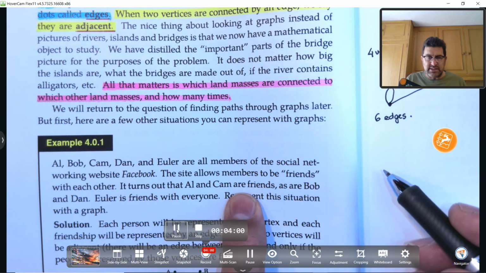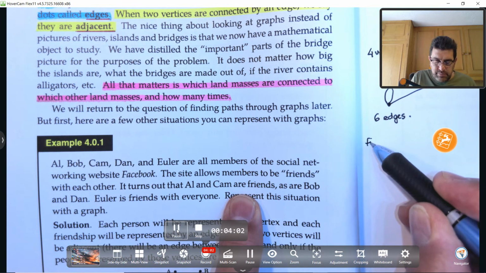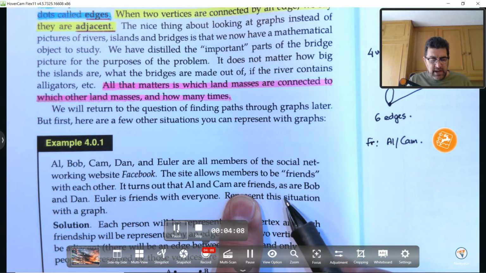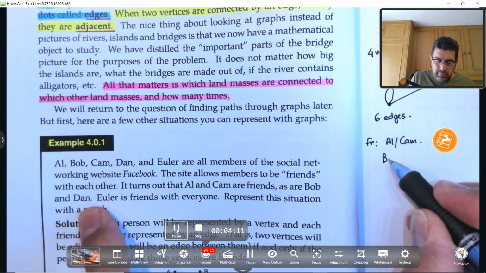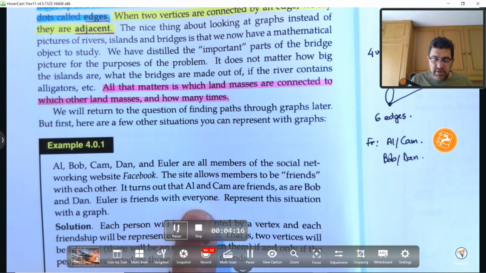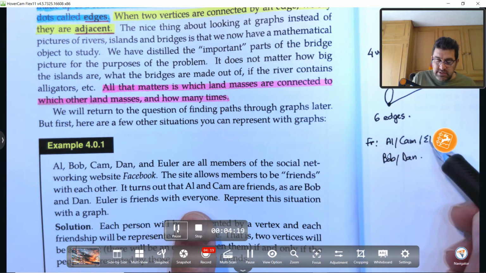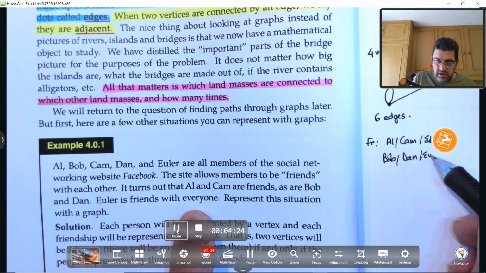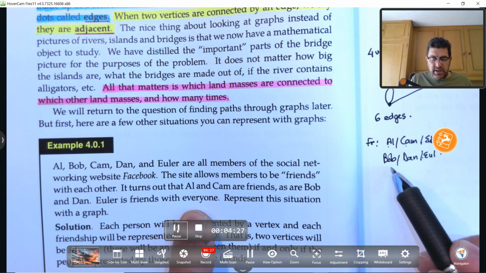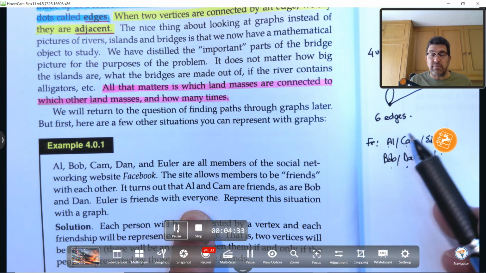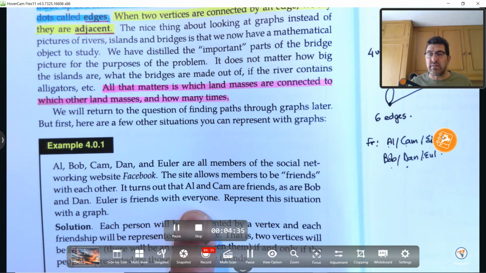So before we forget this, let's write down the friend pairs. Al and Cam. As are Bob and Dan. So Bob and Dan are also friends. Euler is friends with everyone. So all of these are friends with Euler. They're friends with one another, and they're friends with Euler. So let us represent this specific thing on a graph. Draw a graph that represents it.